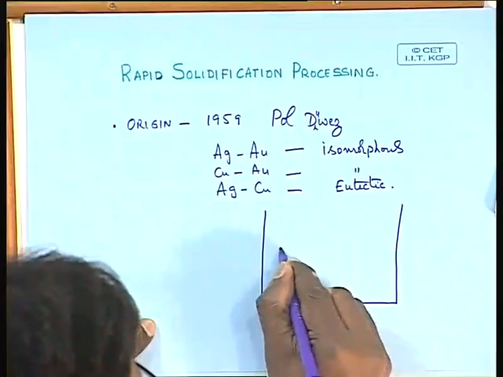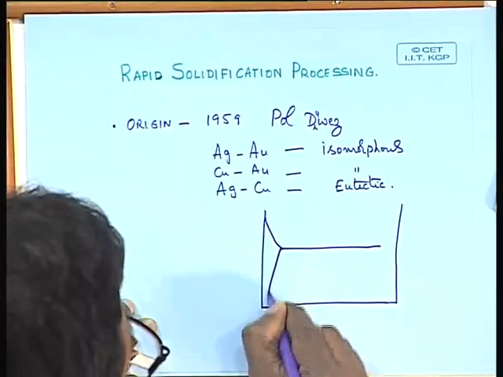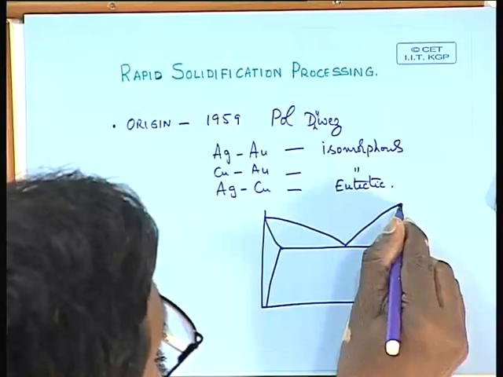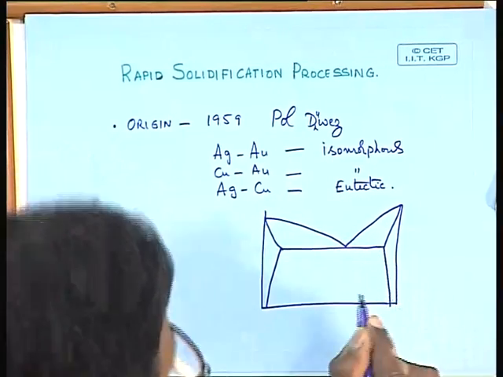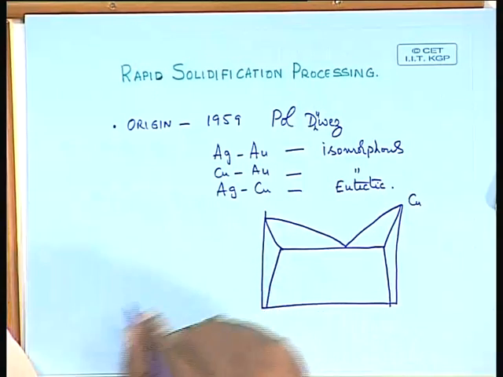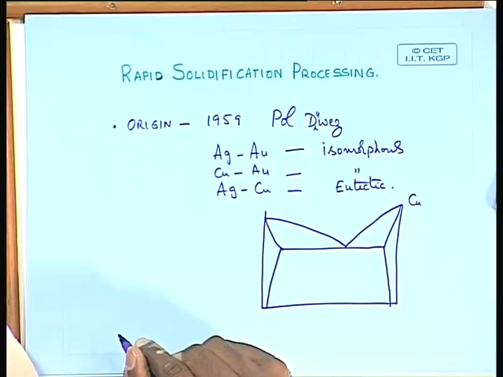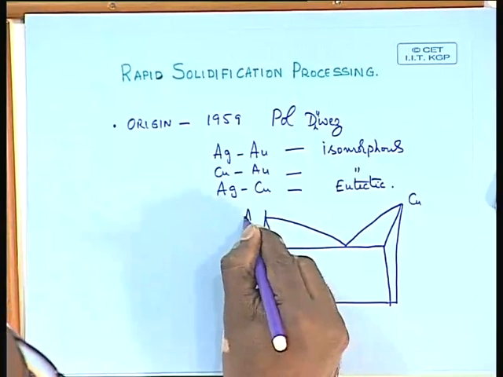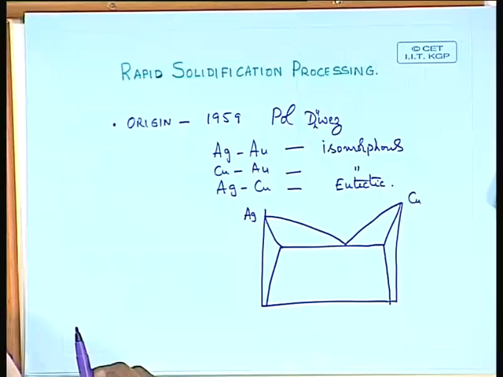So then Paul Dewey thought, if I can take this particular liquid and cool it slightly rapidly, it's possible that I may end up with a solid solution. So if you take that phase diagram, this is the typical phase diagram of silver copper. What is the melting point of copper? 1083, and that of silver 963. So silver is about 100 degrees lower than that of copper.